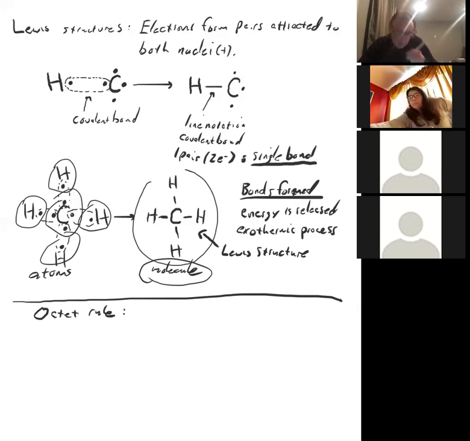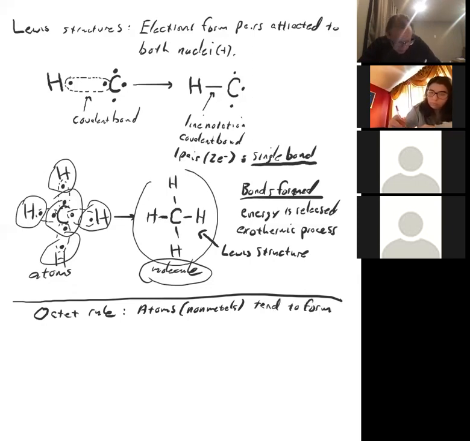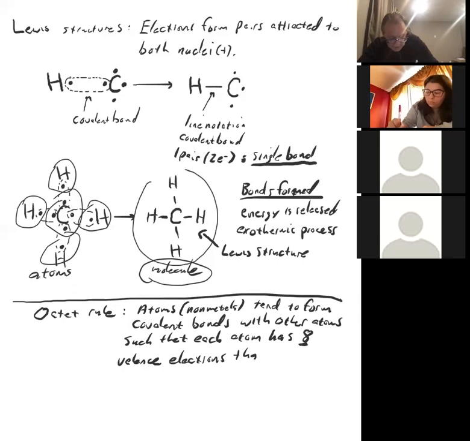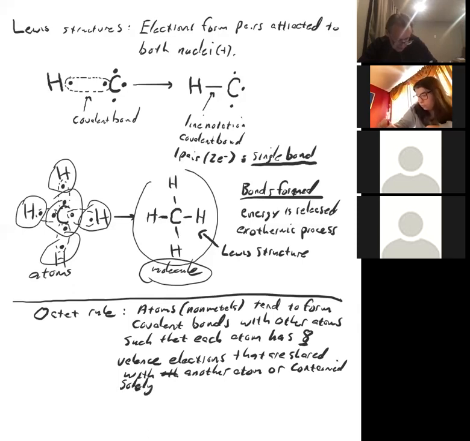And the Octet Rule is a very powerful rule. What it says is that atoms, again, typically nonmetals, tend to form covalent bonds with other atoms such that each atom has 8 octet valence electrons that are shared with the other atoms, or contained solely by the atom. Solely, meaning only by itself.